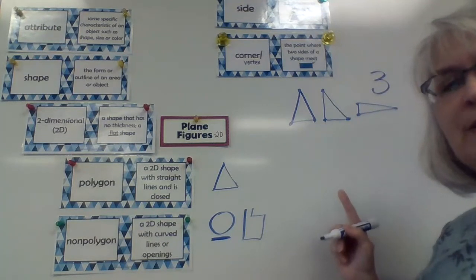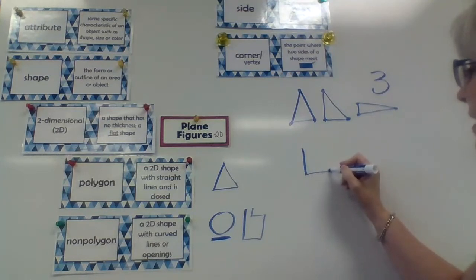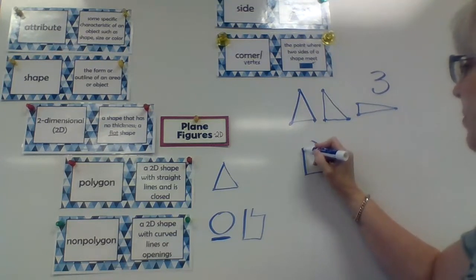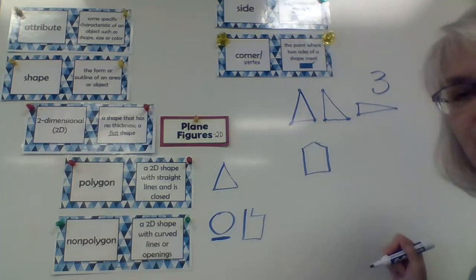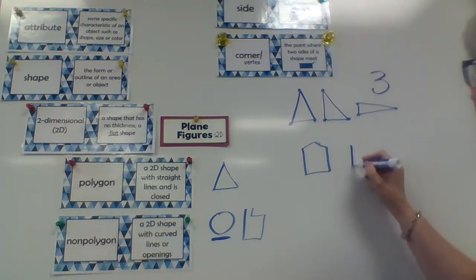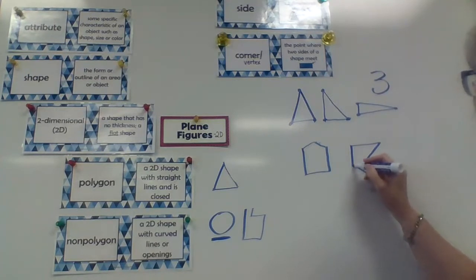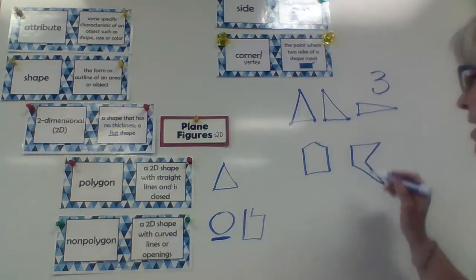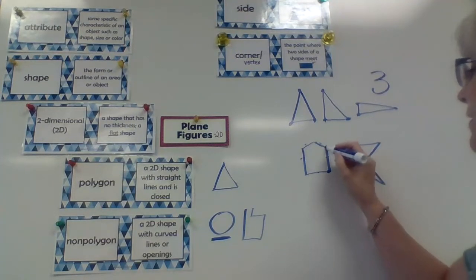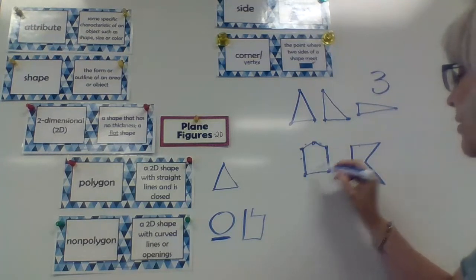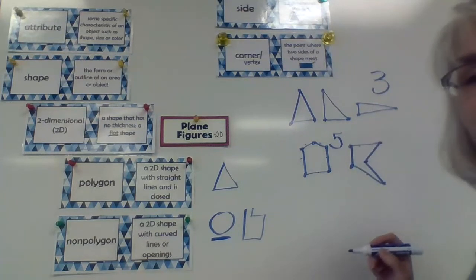All right, now we're going to skip 4 for just a minute, and we're going to go to 5. All right, a 5-sided polygon is called a pentagon, and we usually think of a pentagon drawn like a house. It does not have to be, all right? It could be like this: 1, 2, 3, 4, 5. As long as it has 5 sides, 1, 2, 3, 4, 5, and 5 vertices or corners, this is called a pentagon.